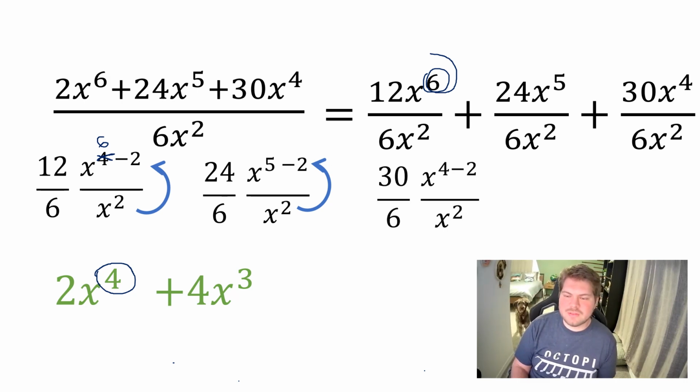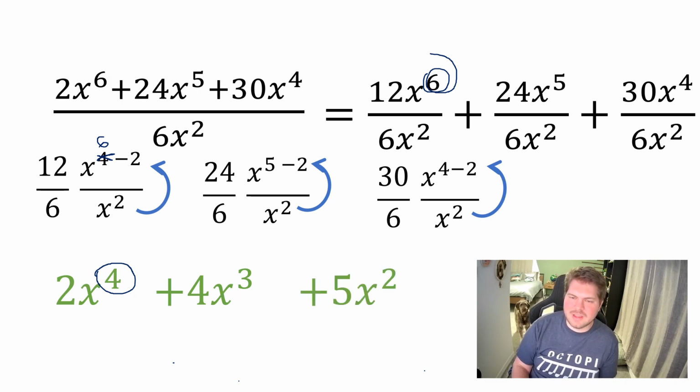And then we're going to do 30 divided by 6, which is 5. And then we're going to subtract the 2 from the 4, and we get 5x squared. So that's your final answer. I'm hoping that it's clicking better and better each time.